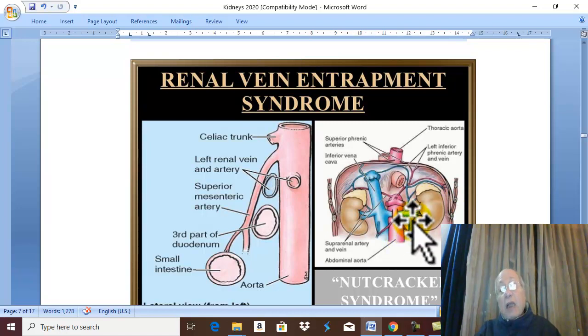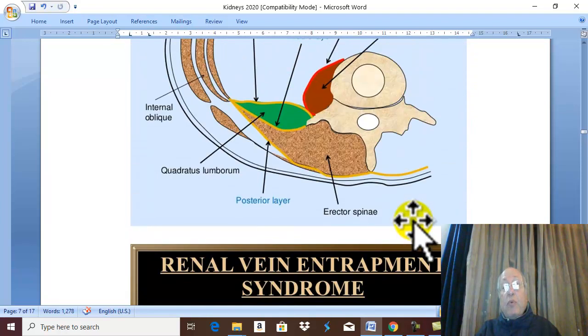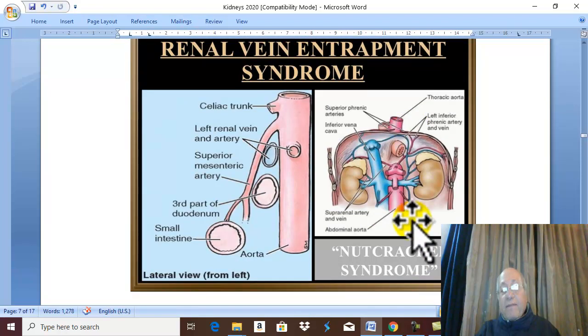And this important vein drains here, which is the left testicular vein in male. Therefore, this entrapment leads to congestion in the left testis, leading to testicular pain. And the congestion in the venous drainage of the left testis leads to dilatation, elongation, and tortuosity of the venous drainage of the testis. Simply, varicose veins.